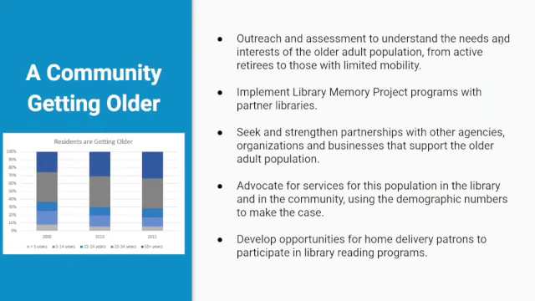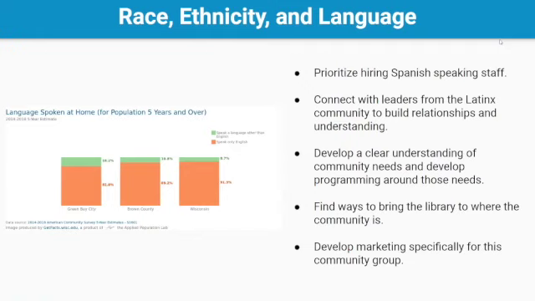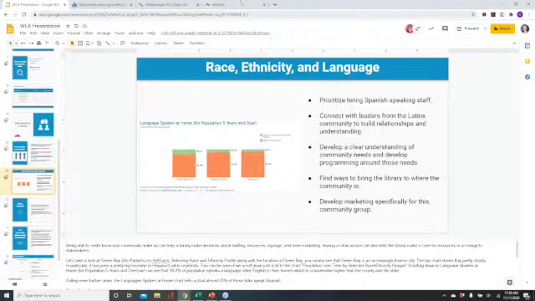They decided they would advocate for services, not just in the library, but in the community, using the demographic numbers to make the case. And they developed opportunities for home delivery patrons to participate in library reading programs. So the library was able to focus on partnerships, services, and programming using demographic information. Being able to really know your community makeup can help a library make decisions about staffing, resources, signage, and even marketing. Having a clear picture can also help the library make a case for resources or a change to stakeholders.